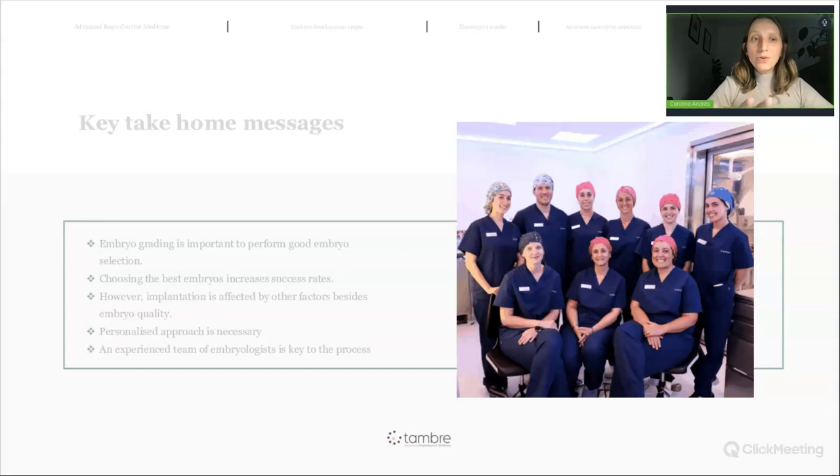A personalized approach is necessary for every case, and of course, an experienced team of embryologists is key to the process of embryo selection.